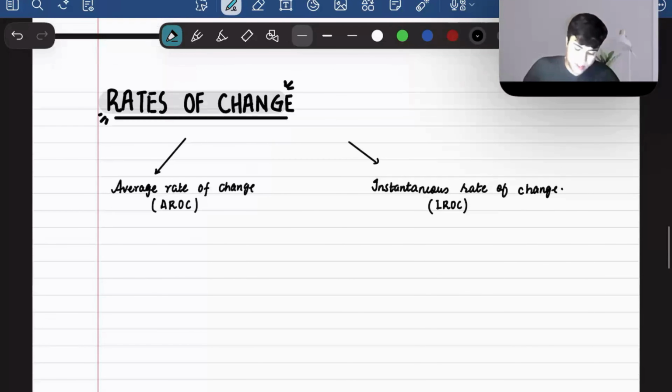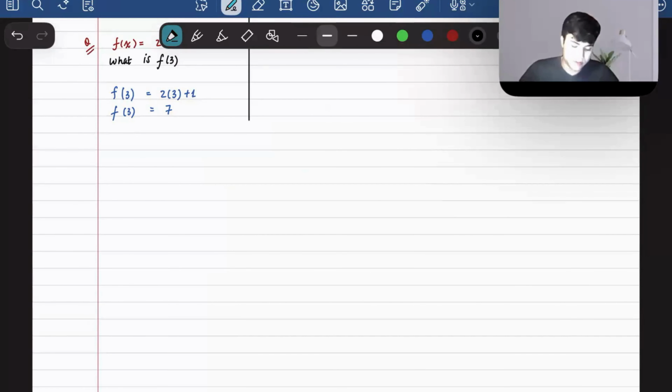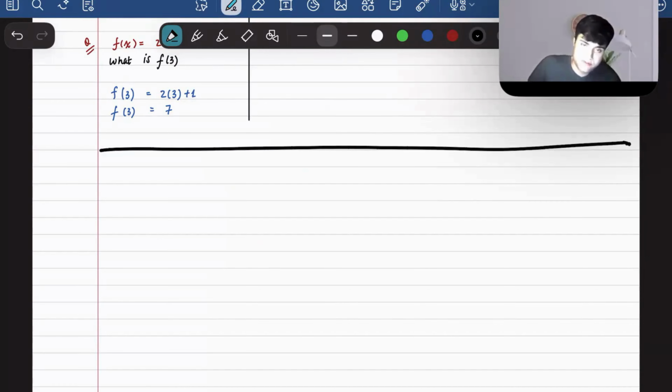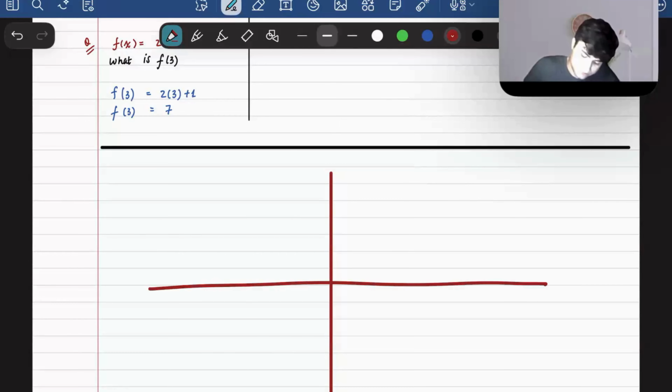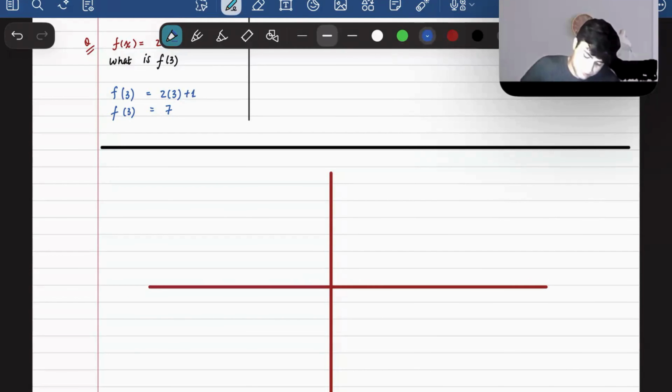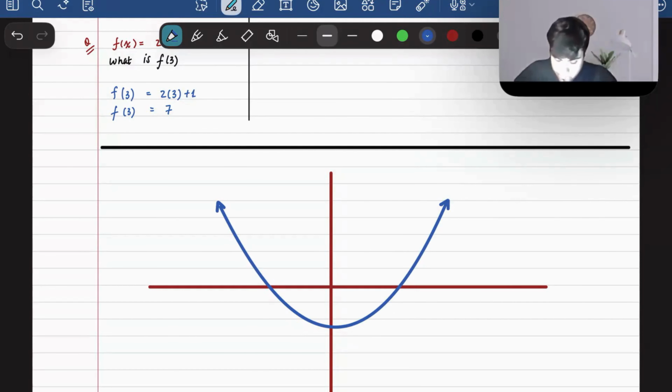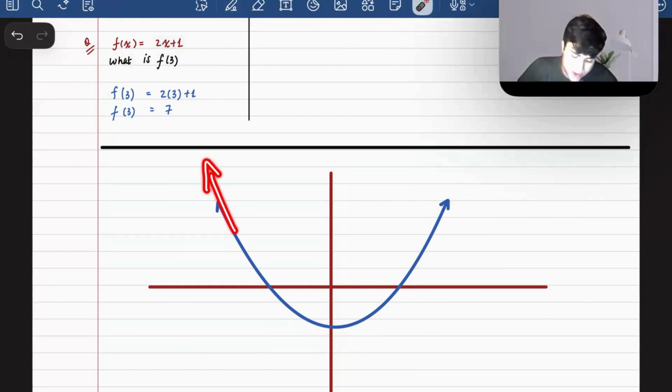The next part that we're going to talk about is rate of change. But before we talk about this, we need to understand a little bit about graphs. So let's have a look at the graphs. Let's say we have a parabola right here. This graph will endlessly stretch in both directions, so it will endlessly go towards infinity in both directions.